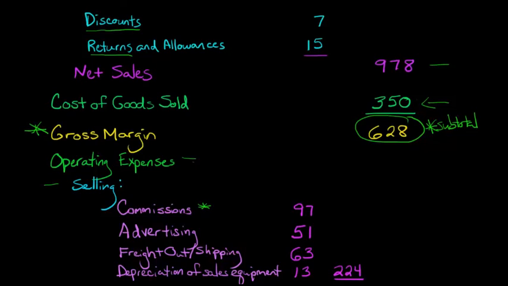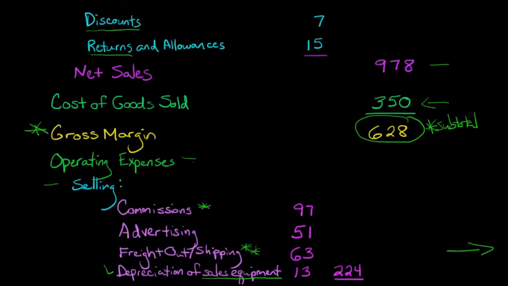And then if the firm pays for the shipping rather than the buyers paying for the shipping, then you're going to have this freight out or shipping expense, the expense you incur to ship this product to your customers. And then depreciation. But when we talk about depreciation here, we're talking about depreciation specifically of sales equipment.